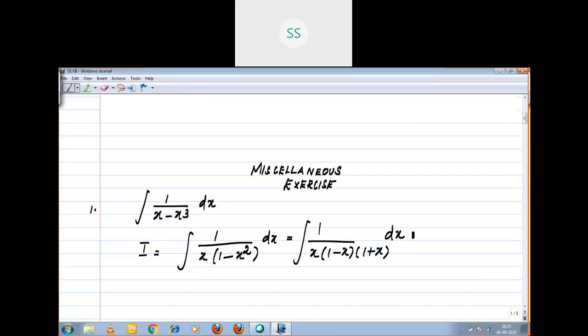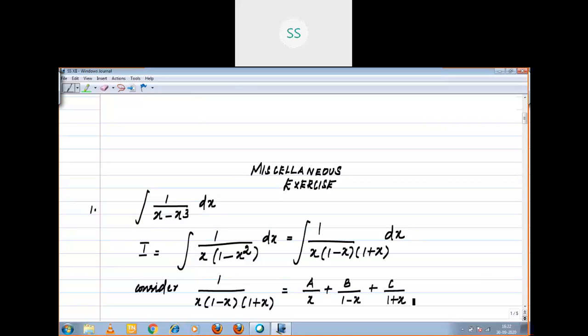Now, my denominator can be factorized. Once the denominator can be factorized, you can adopt partial fractions. Consider 1 divided by x into 1 minus x into 1 plus x. If the denominator can be factorized, you can write a by x plus b by 1 minus x plus c by 1 plus x. Got it, children? Did you understand what I did?